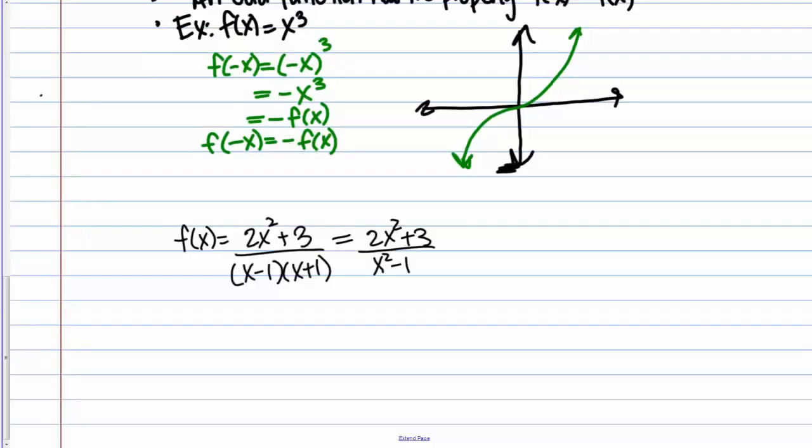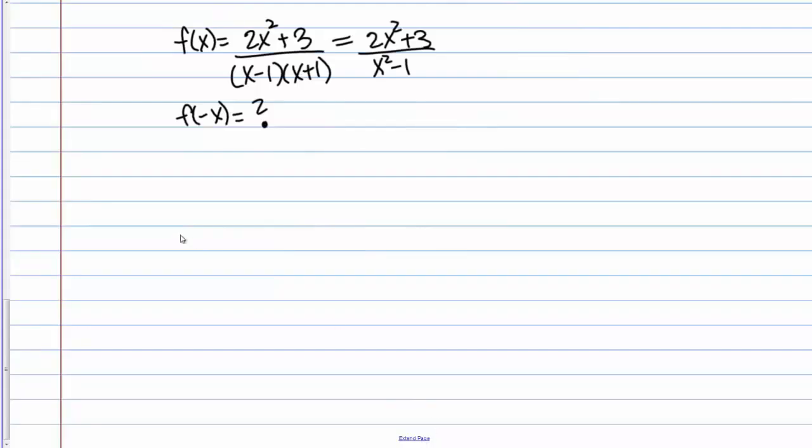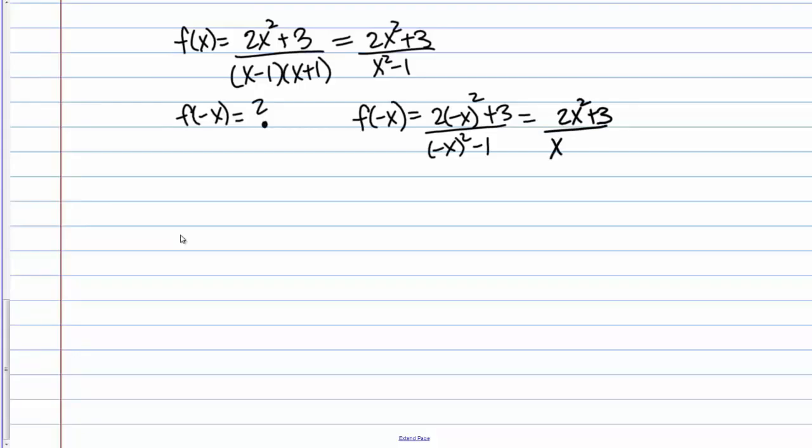Okay, so how do I check if something's even or odd? Well, in either case, algebraically what I'm doing is I'm evaluating f of negative x. And I want to see what that gets me in terms of the original function. Okay, so let's go ahead and evaluate f of negative x. So I'm just plugging in negative x to the function. So I get 2 times negative x quantity squared plus 3 over, in the denominator, negative x quantity squared minus 1. Okay, so if I simplify that then, once again a negative squared is a positive, so this becomes 2x squared plus 3 over x squared minus 1.